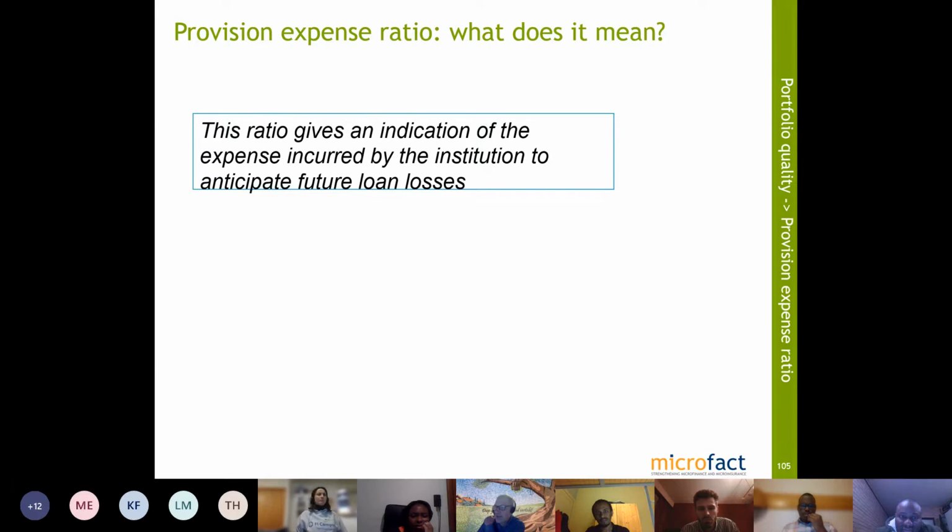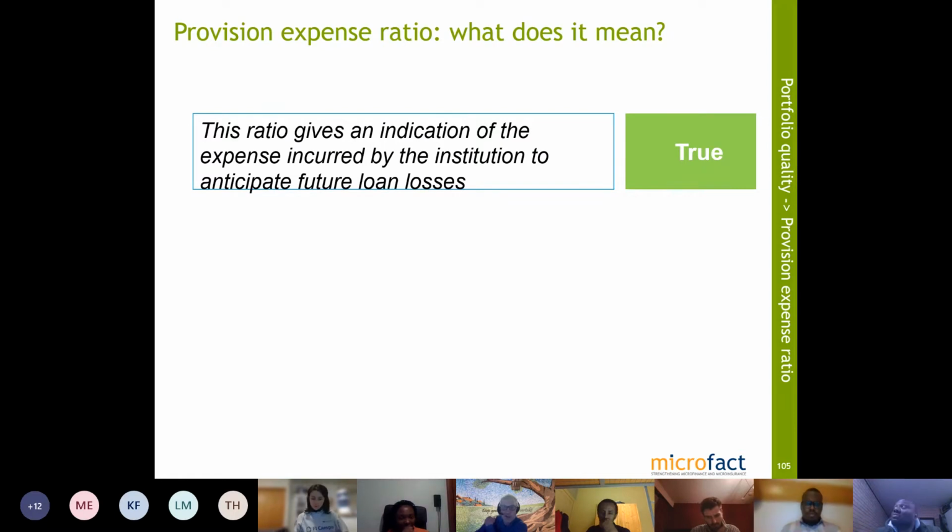Yeah, but this is actually the indicator to create your reserves. So the answer is true. This is an expense you make to create your loan loss reserves. So your provision expense ratio is indeed an expense that you have to anticipate for future loan losses and to create your loan loss reserves. So therefore, this expense is certainly linked to future loan losses. Okay.